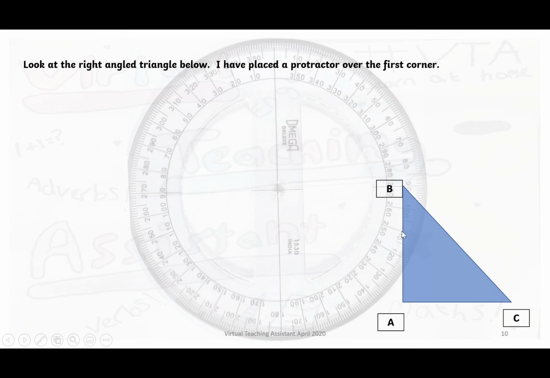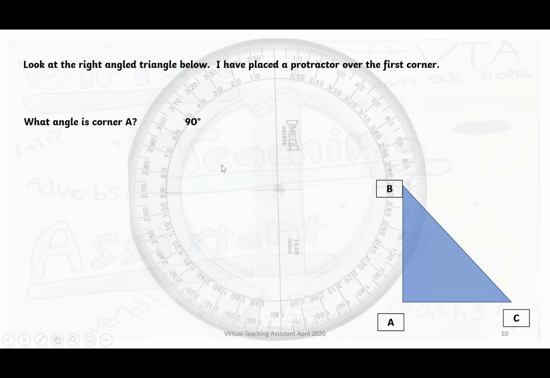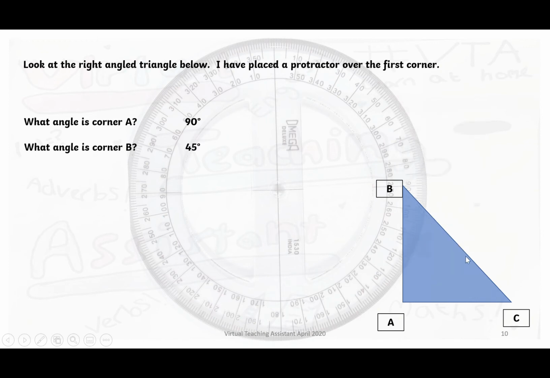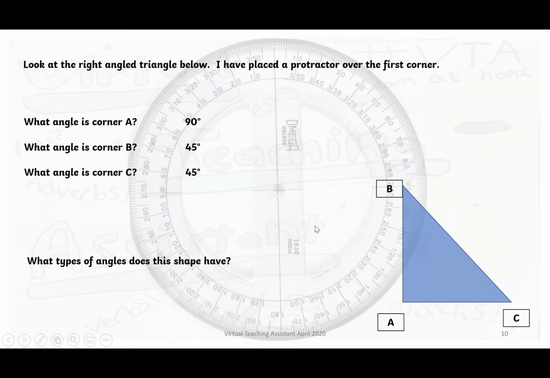Okay, it's called a right angle triangle because it's got a right angle in it. Again, our first measurement, we know that's a right angle, so it's 90 degrees. What about corner B? So I'm going to go from 0 here to 40, in between 40 and 50, so that must be 45 degrees. And then corner C, it's the inside 0 I'm looking at this time. There we go, 45 degrees again.